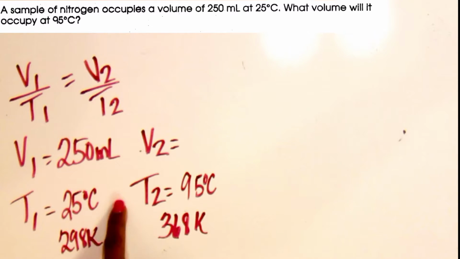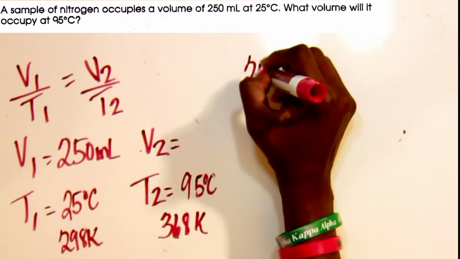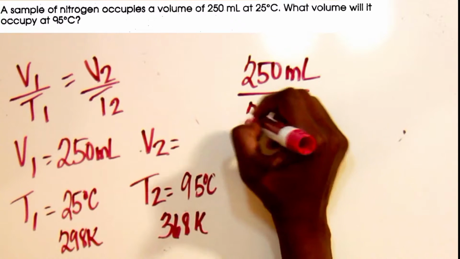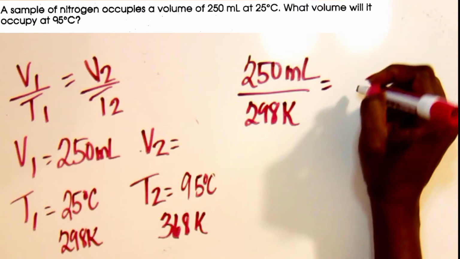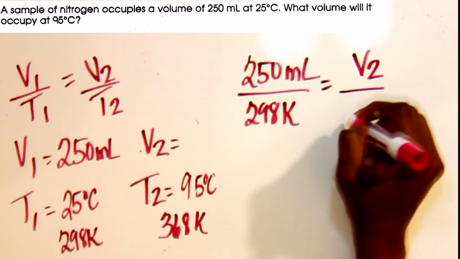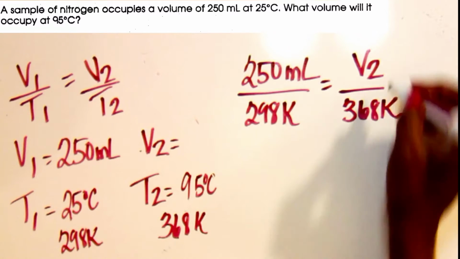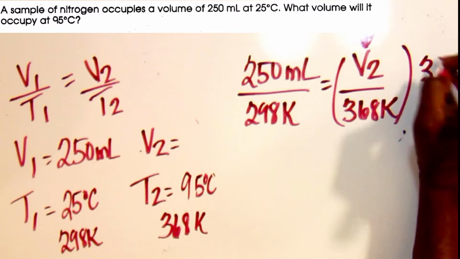So now we'll plug these numbers into that equation. Now that we have identified our given and the unknown, we plug these numbers into the equation. You have V1, which is 250 milliliters, divided by 298 Kelvin, which will be equal to V2 over 368 Kelvin. So your next step, we need to isolate the variable V2. So we're going to multiply both sides by 368 Kelvin.